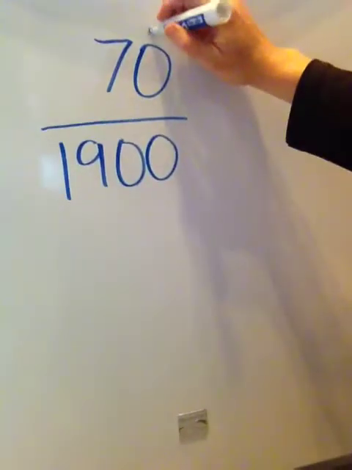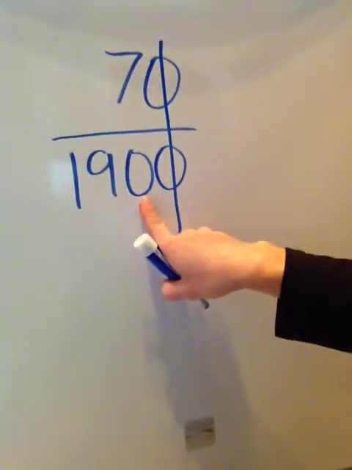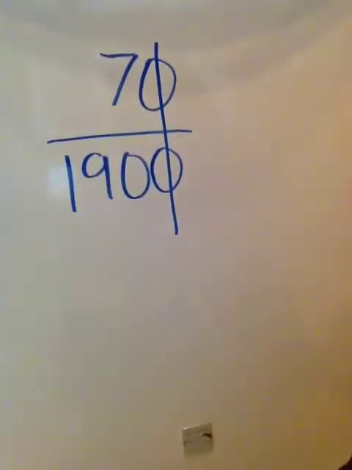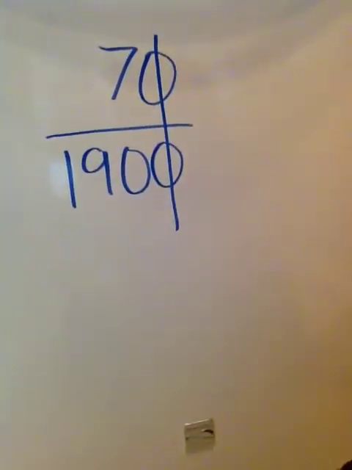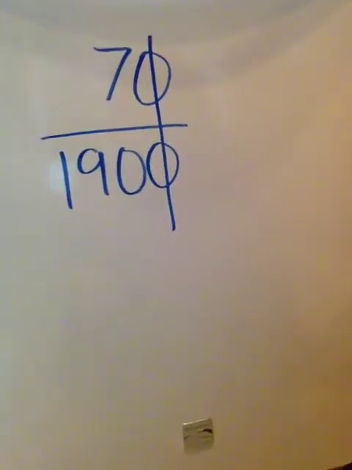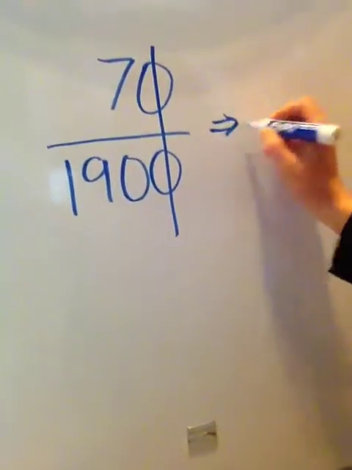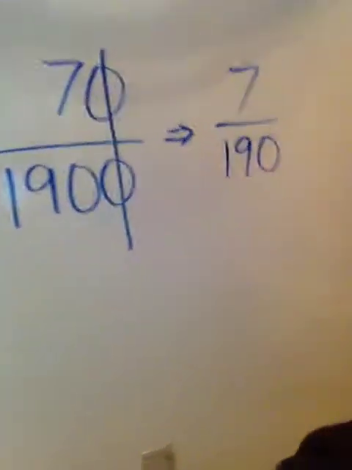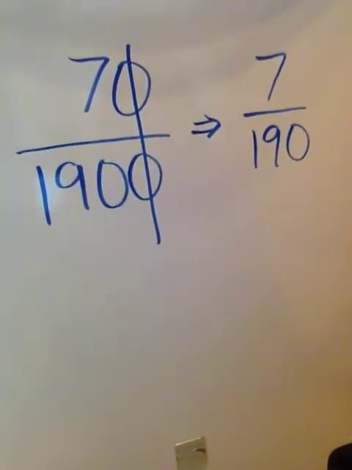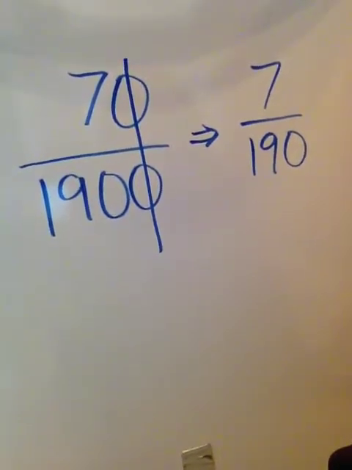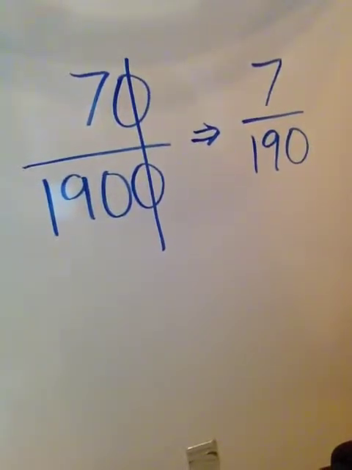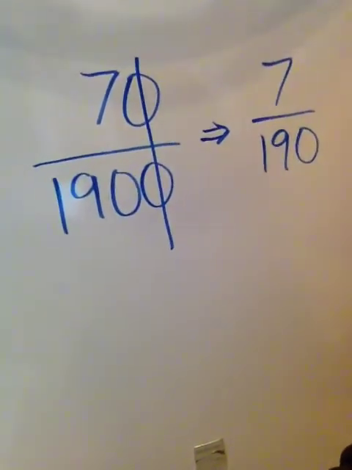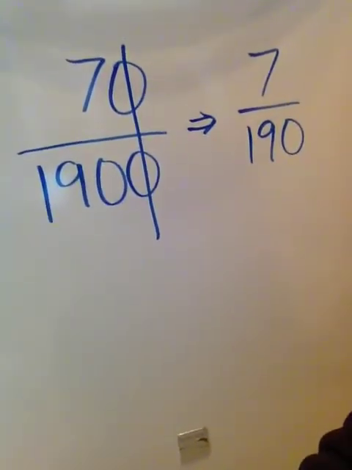So what I would do is cancel these zeros. Notice I'm not canceling this other 0. It doesn't have another one upstairs to cancel it out. Again, I'm just dividing both of them by 10 essentially. And so then I'm left with 7 over 190. And then I have to think, okay, well, does 7 go into 190 evenly? I just happen to know that it won't, so we are reduced all the way.